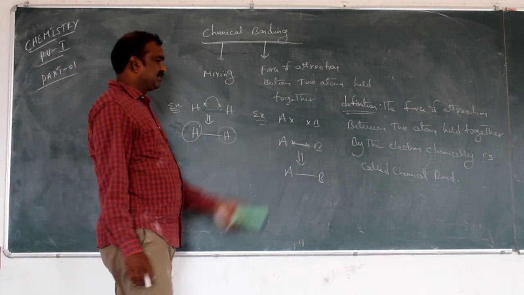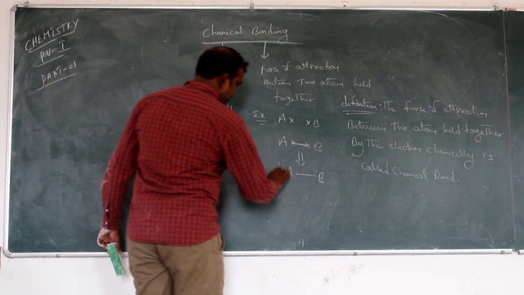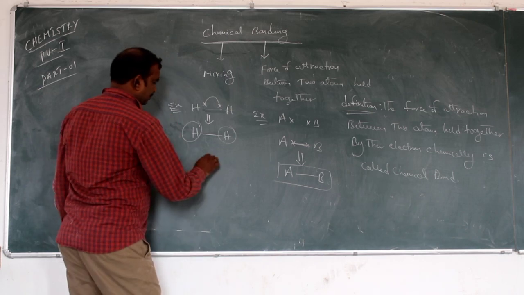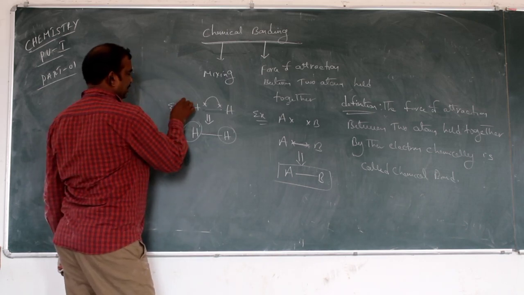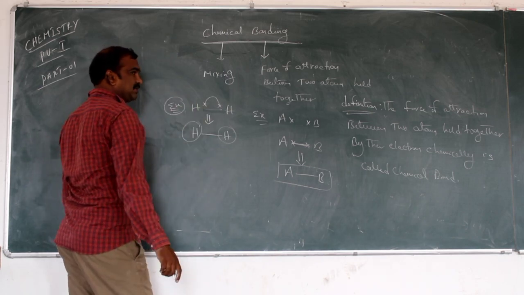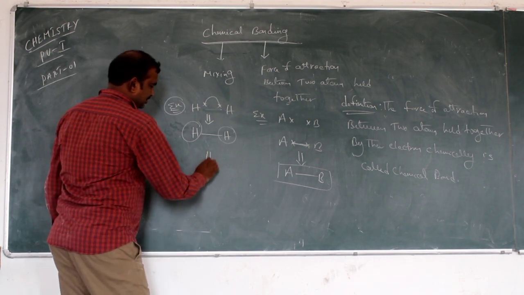So this is a general example. A bond is found between A and B. A direct example is the H2 molecule. That is H2.